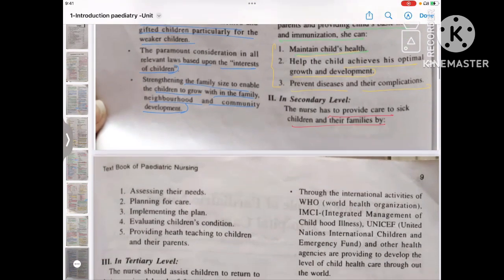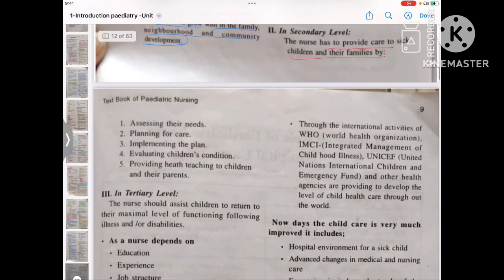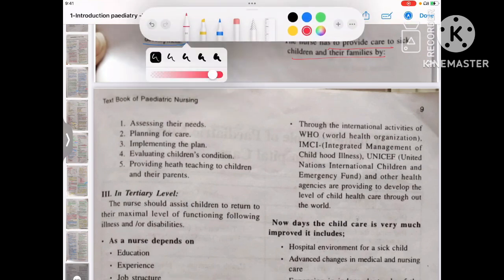So let's see what are the things that come under it. So first one, assessing their needs. Yes, sick children, we will assess, we will diagnose the disease. Then we will find out what is the problem, what are the signs and symptoms, what is the diagnosis, what are the differential diagnoses, what is the exact diagnosis, everything we will do in assessing their needs. What are the needs of the patient? Next one, planning for care.